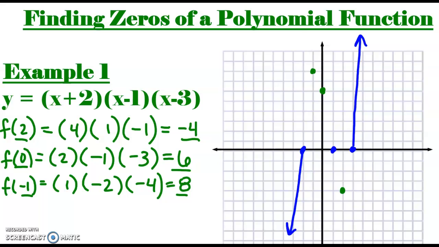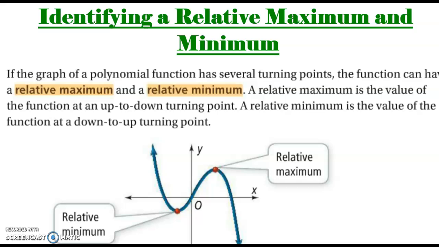The other thing that I want to show you is exactly to find out where is the top of this mountain going to be, where is the bottom of this valley going to be. These are called relative maximums and minimums.